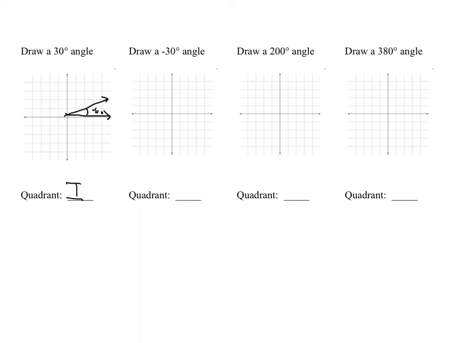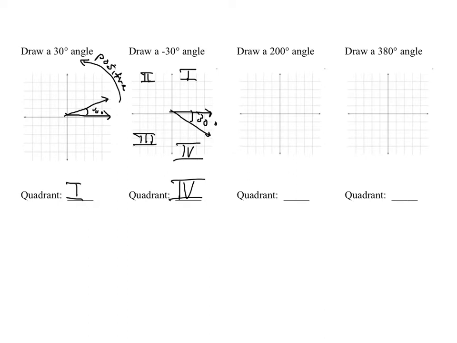When we're talking about positive angles, we're always going in a counterclockwise direction from the positive x-axis. When we talk about a negative angle, we're going to measure from the positive x-axis in a clockwise direction. So negative 30, we'd go down. That would be negative 30 degrees, and that would end up in quadrant 4. Again, this is quadrant 1, quadrant 2, quadrant 3, quadrant 4, in case you forgot.